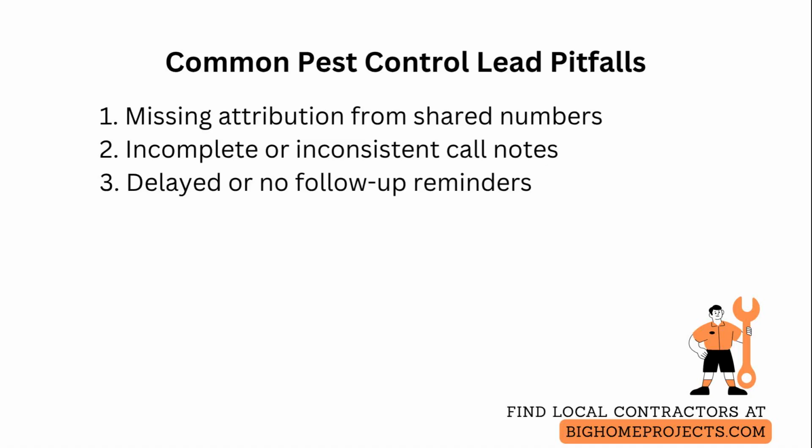Another issue is inconsistent status updates that create duplicate visits. Adopt a simple status list such as new, contacted, scheduled, completed, and closed, and have everyone use those exact terms. Finally, teams often rely on memory for callbacks, which fails during busy periods. Automate task creation on first contact and use shared dashboards so any team member can pick up an open lead.